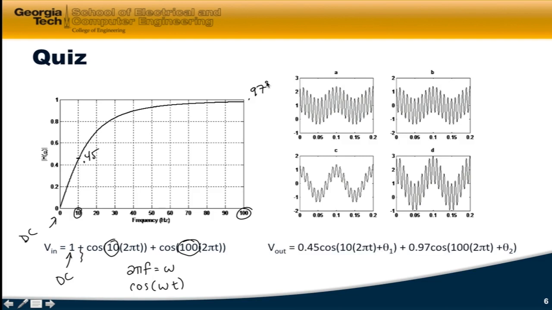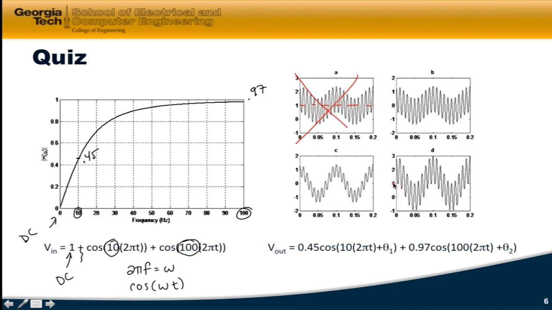So my output looks like this. And notice I've thrown in the phase shift, and the frequencies stay the same. These are the amplitude changes. So which of these signals matches this? Well, notice that there's no DC component here. This one right here has a DC component. You can see that it oscillates around a value of about 1. So that one we can throw out.